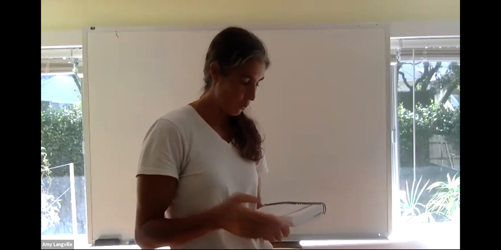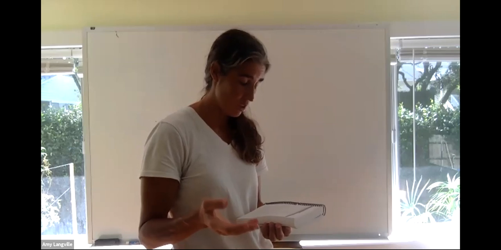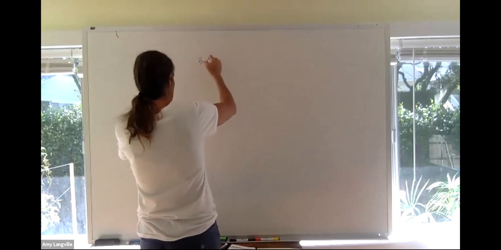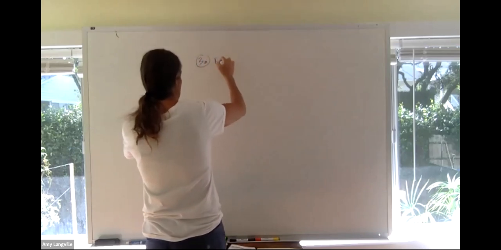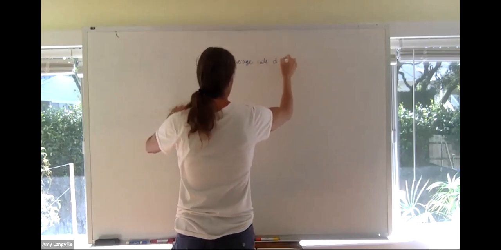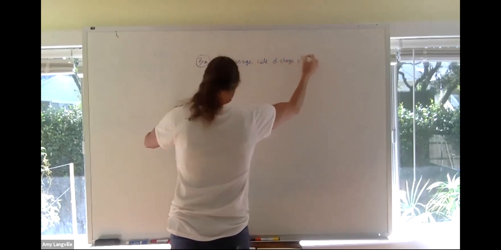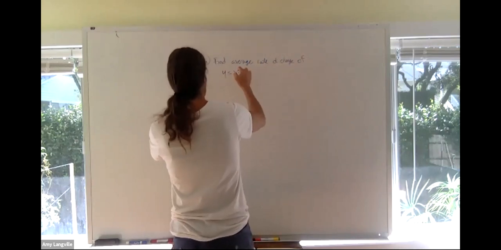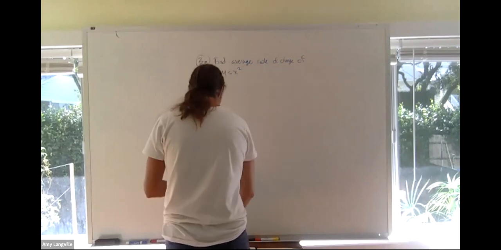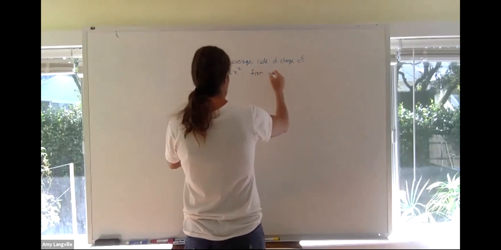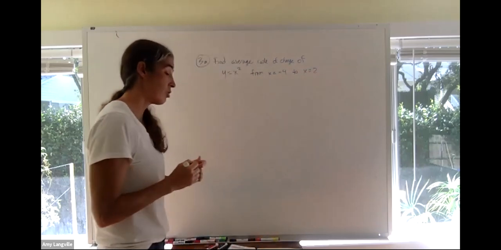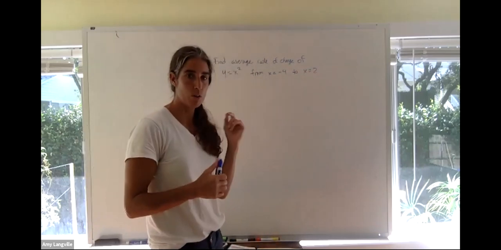Okay, and number 3 says find an average rate of change. And for instance, here's the problem. 3a, find the average rate of change of y equals x squared from x equals minus 4 to x equals 2. Okay, so you can do this just cranking away with the algebra, or you can think of the picture.